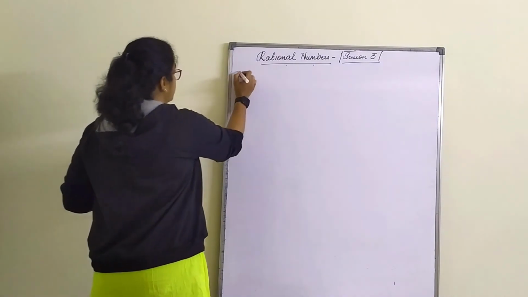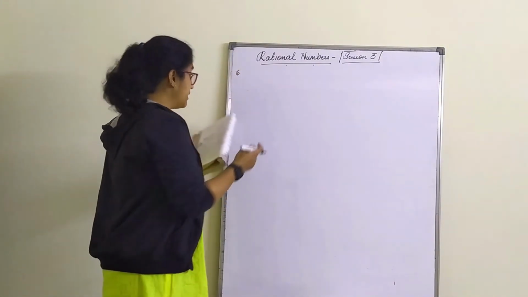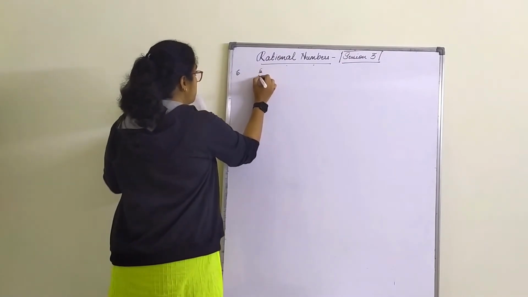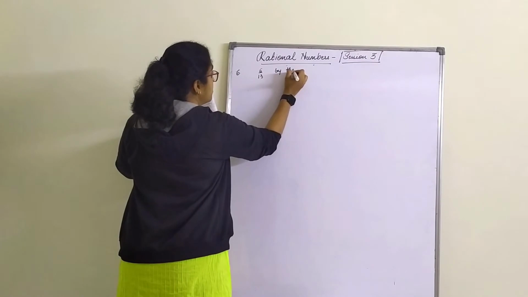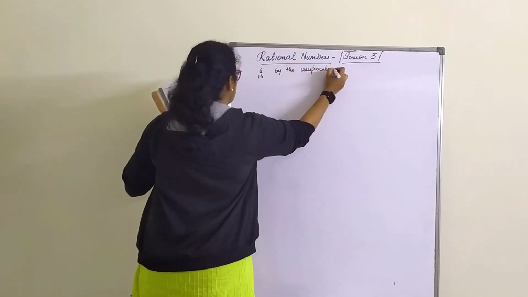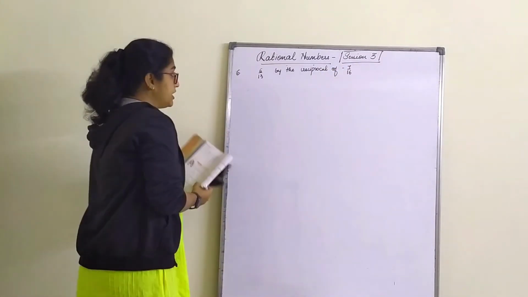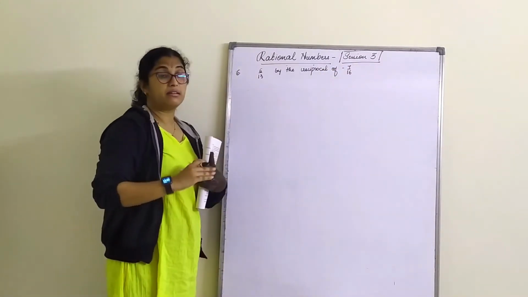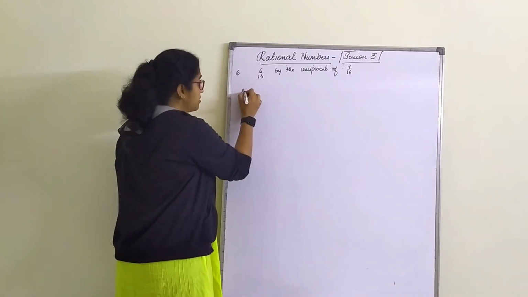We'll go with the sixth one now. So what does it ask? Multiply 6 by 13 by the reciprocal of minus 7 by 16. I have to multiply 6 by 13 by the reciprocal of minus 7 by 16.